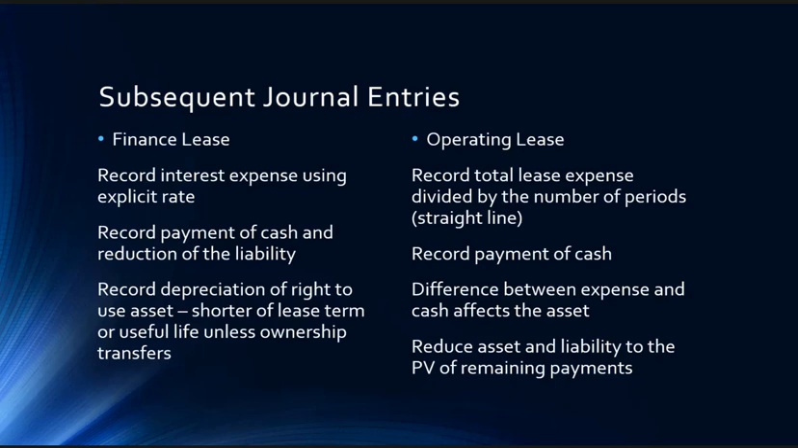You'll take the difference between the new present value and the old present value, and that's the amount you're going to debit to the liability and credit to the asset. That's going to reduce the asset and reduce the liability. So both are going to be going down each time you make a payment, but not by the amount of the payment, but by the amount of the present value difference.